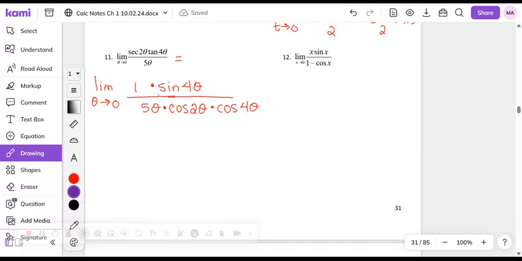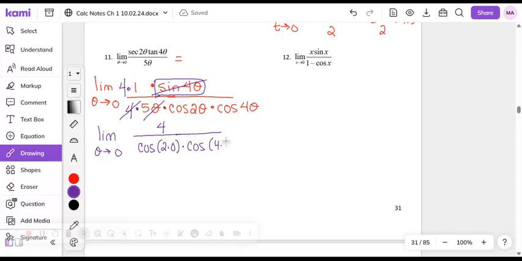But look what we have in our numerator. We have the sine of 4 theta. So if I can just multiply this by 4 in the numerator and denominator, what will happen is I can reduce sine of 4 theta and 4 theta to be 1. Cleaning this up, we have the limit as theta approaches 0 of 4 over the cosine of 2 times 0 times the cosine of 4 times 0.